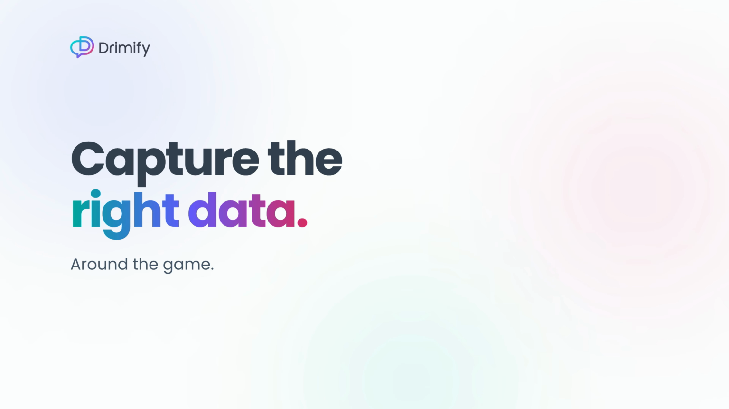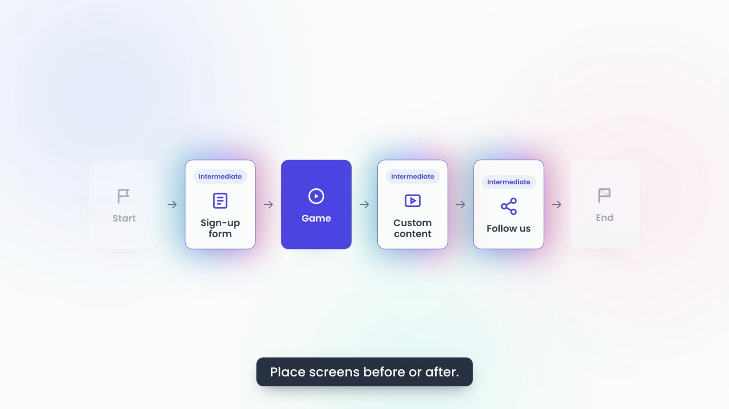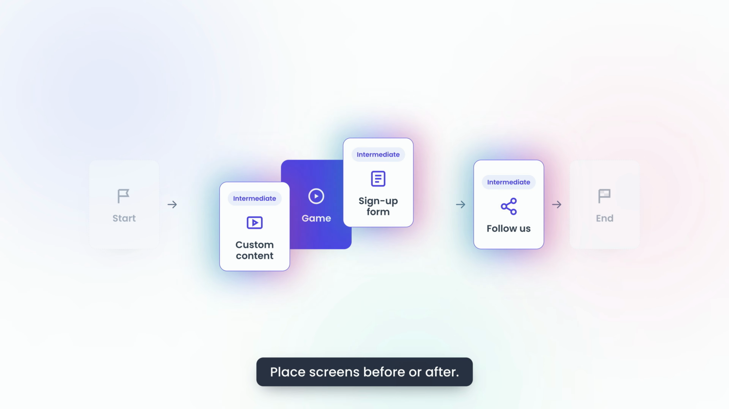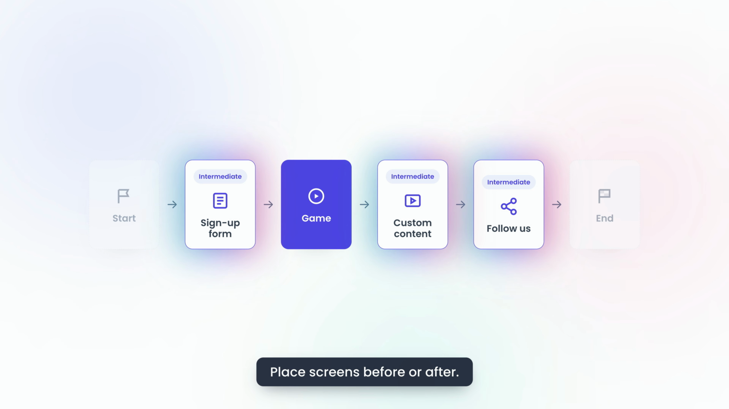Let's capture data the right way. Around the game sit the intermediate screens, and there are two, one before the game and one after it. And you decide where these screens go. A form can come before the game, or after it. Arrange your intermediate screens in any order you like.